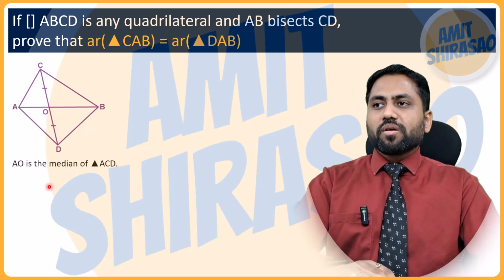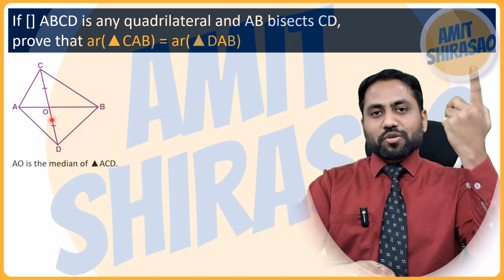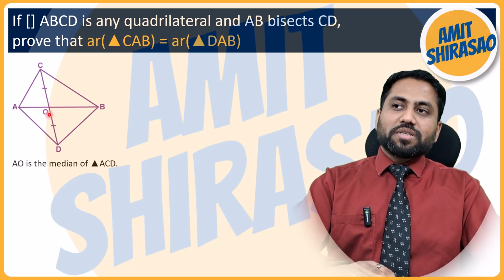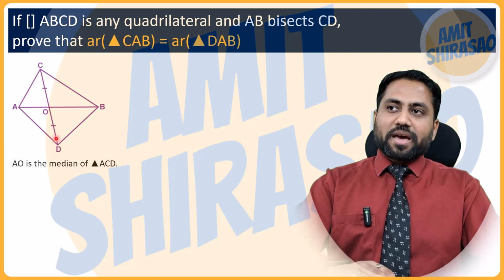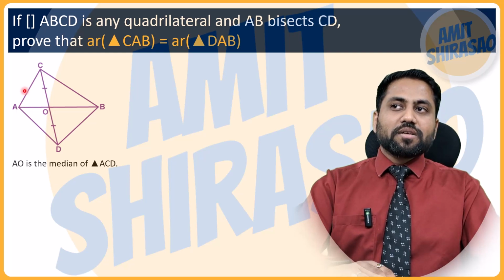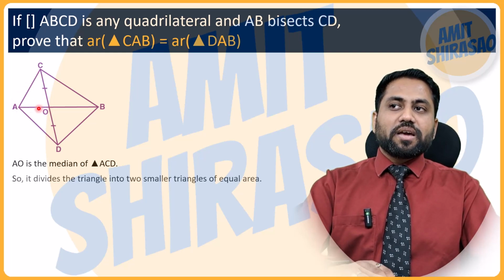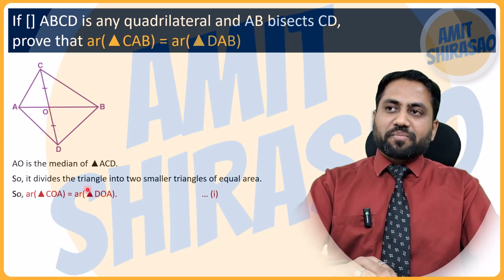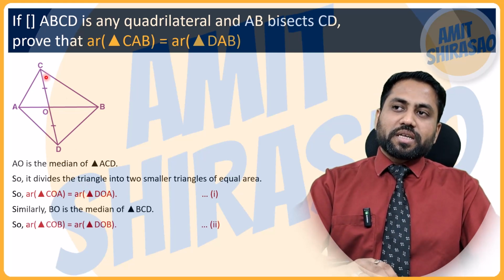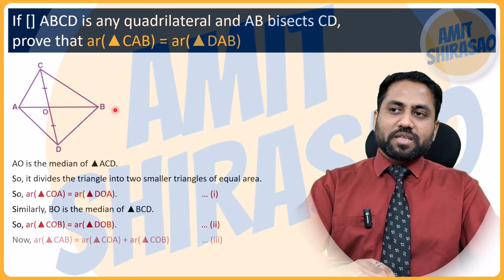First of all, remember about the median. I told you about the median. So AO is the median of this triangle CAD, and so it divides it into two triangles having equal area. So area of CAO is equal to area of AOD, right? This is your point number one. Point number two: similarly, you can prove that area of COB is equal to area of DOB, right? That is your point number two.